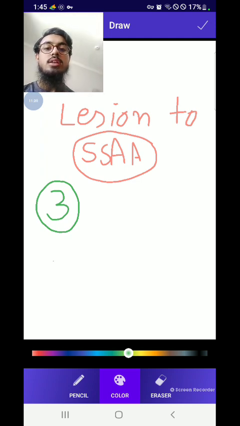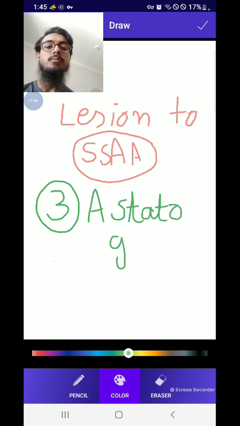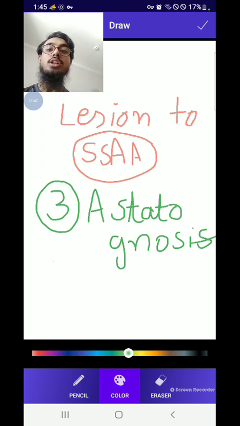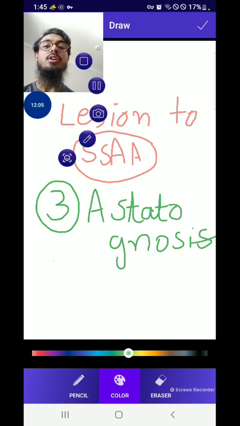The condition is astatognosis. Astatognosis is the condition when the patient cannot identify their body position in the environment. So this is the third lesion related to the somatosensory association area. What is the name of this? Astatognosis. The patient cannot identify their position in the environment, in three-dimensional space.